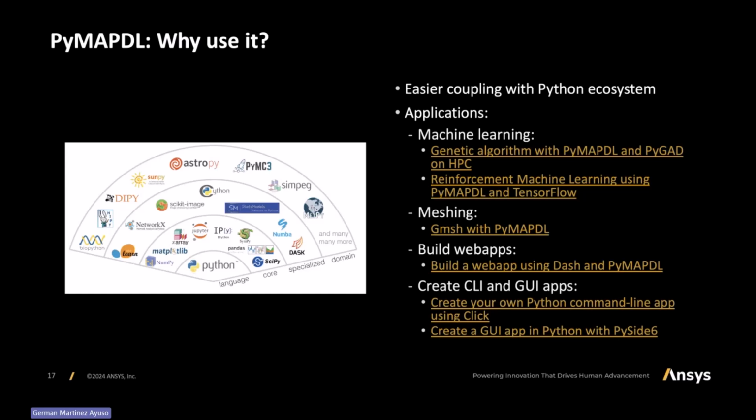We also have an example about meshing with Gmsh, which is an open source tool. We also have an example with Dash to build your own web apps, and also to build your command line interfaces or graphical user interfaces. So these libraries are pretty flexible to build your own custom app, whether it's a web app or desktop app, or you just want to run some simulation.